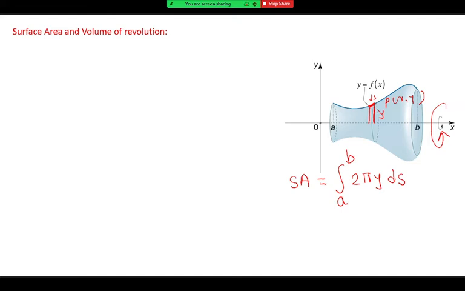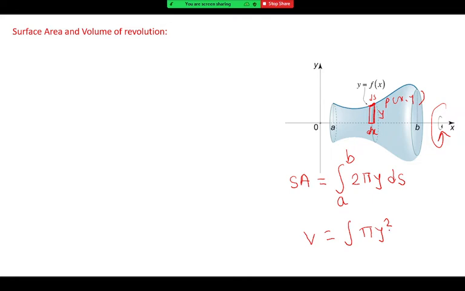Now for volume, it requires a little different thing. We are not considering the curved surface area. Instead, we take a very small thickness of that disk. Suppose dx is the thickness of a disk. So what will be the volume of that disk with dx as thickness at a point P(x, y)? Pi y square dx. Correct.